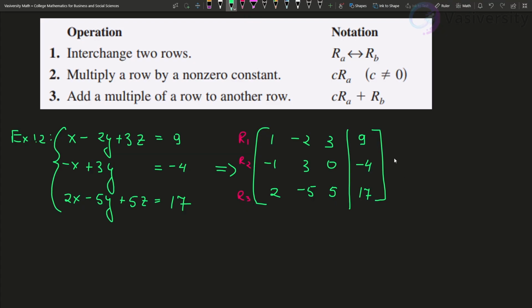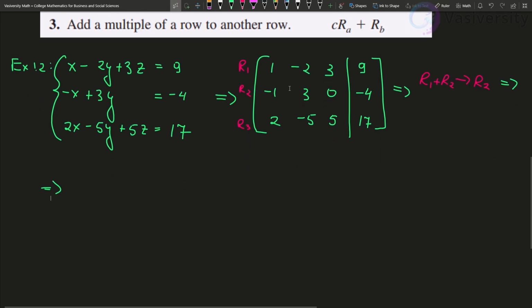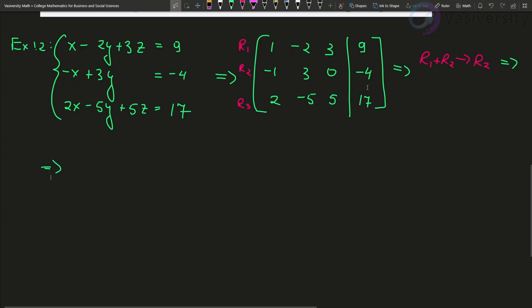So the first step, what I'm going to do is add row 1 and row 2, and change row 2. So R1 plus R2, change row 2. Okay, so in this case, you don't always have to write down what operations you're doing. As you do more practice, it becomes intuitive and you can do it quite quickly in your head. But here, it's always good to practice.